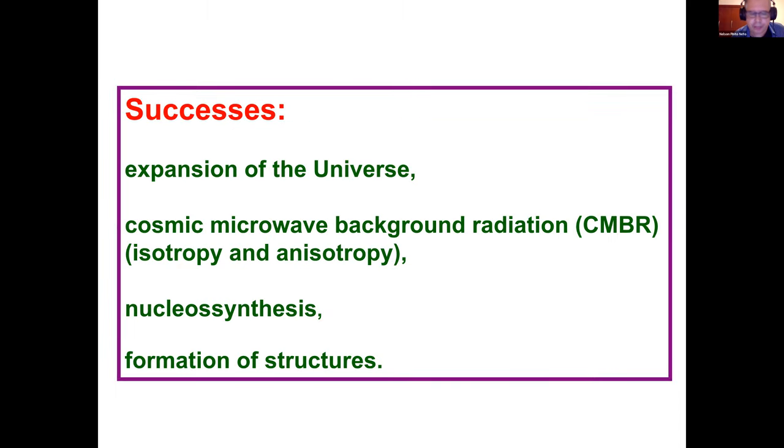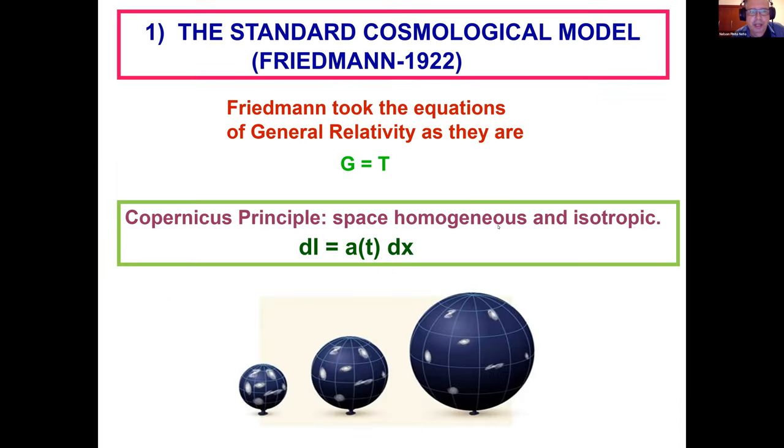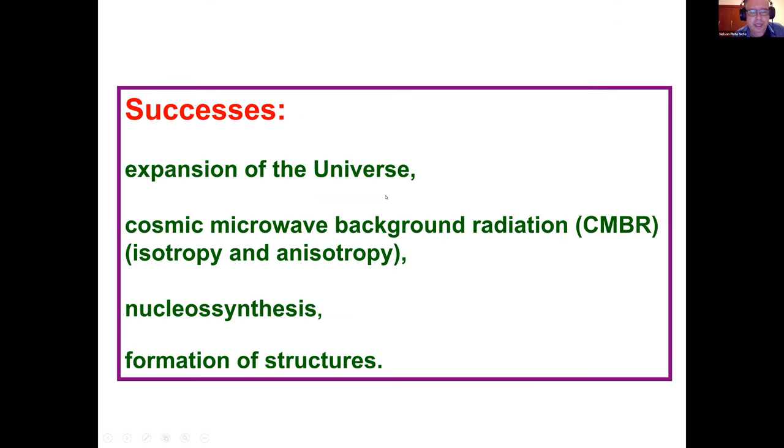So this model has been developed a lot. Friedman found that following Einstein's equations, the universe must be dynamical. It cannot be a static universe, as it seemed before the observations. It could not be static. It must evolve, either expanding or contracting. And then in 1929, Lemaître and Hubble found that the universe was indeed expanding. This was the first corroboration of the Friedman solution.